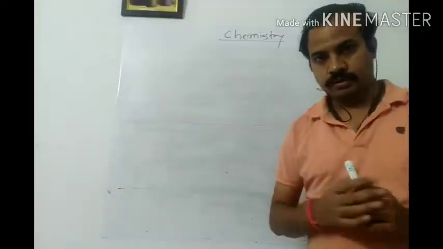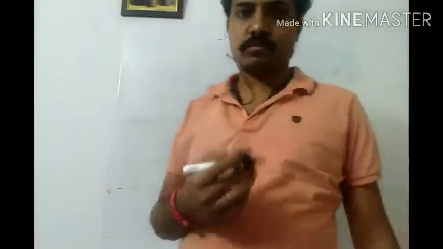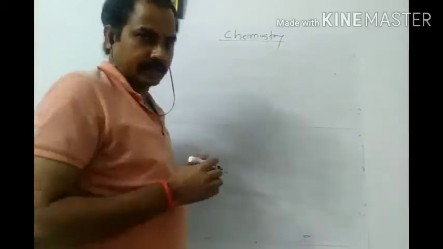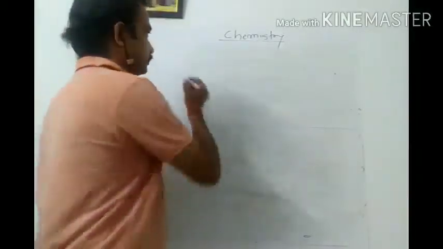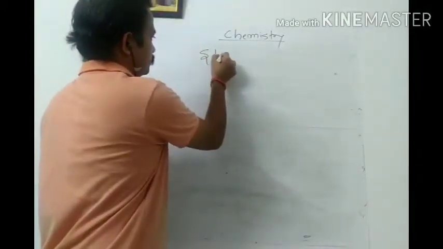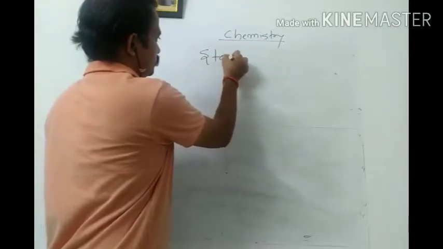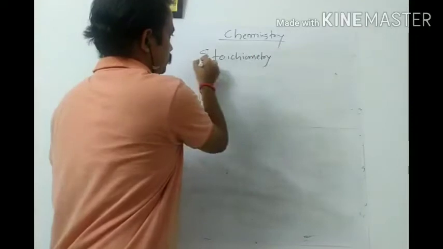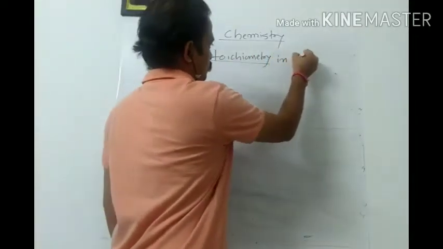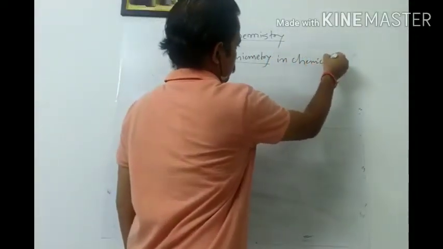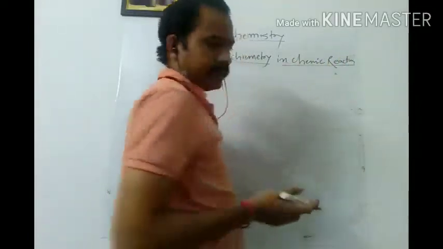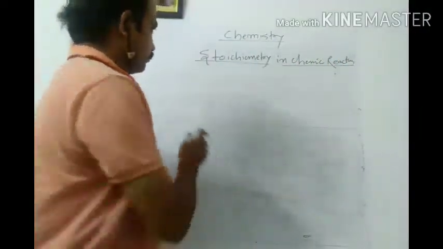After this we are going to discuss the next concept, that is stoichiometric chemical reactions, or stoichiometry in a chemical reaction. Let us understand this concept with the help of one example.